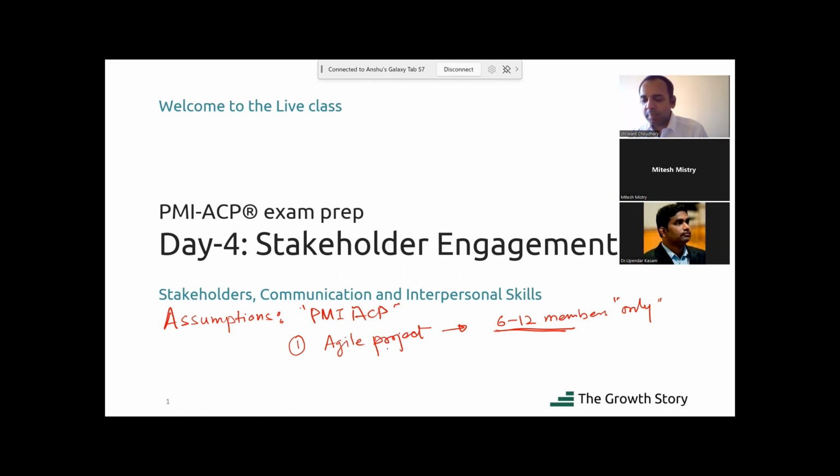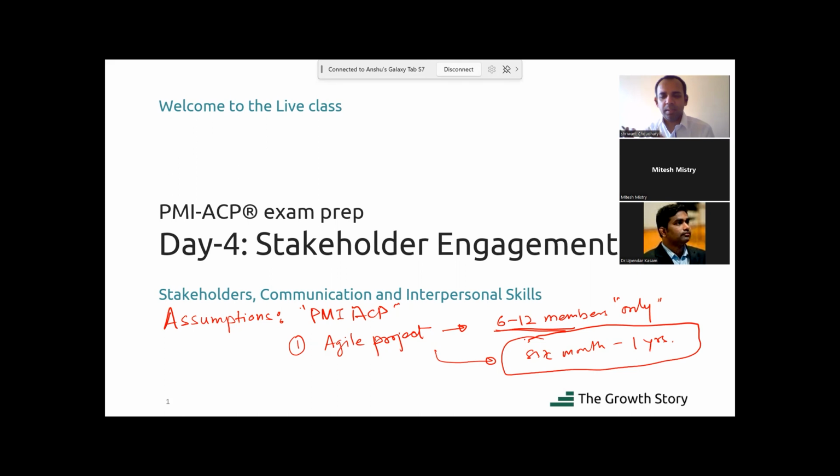A typical agile project would last for 6 months to say 1 year. Let's take time as not a constraint, but let us just give you a perspective, because the PMI ACP will take the easier assumptions, not so complex agile projects, the simpler agile projects. So 6 to 12 members, working on agile projects, and mostly people are co-located.